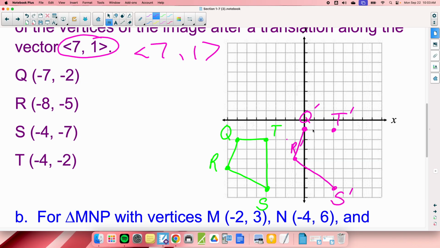Then you would connect these. They should look the exact same size. And it should just be moved like 7 over and 1 up when you get done. Does yours look like mine?